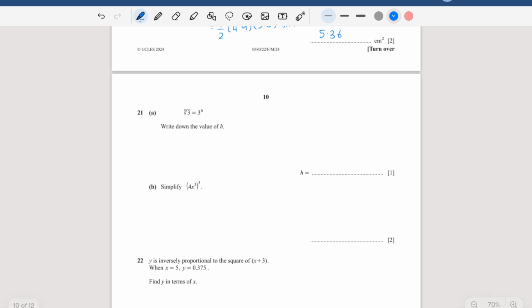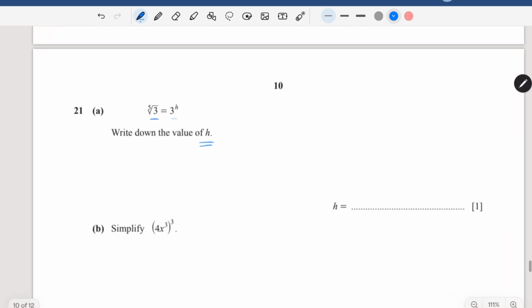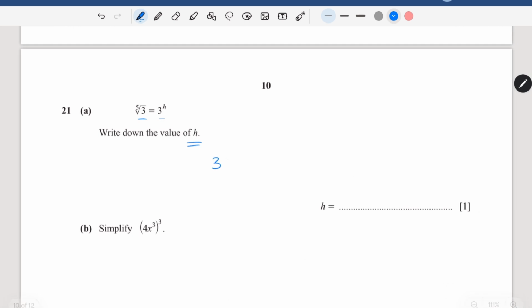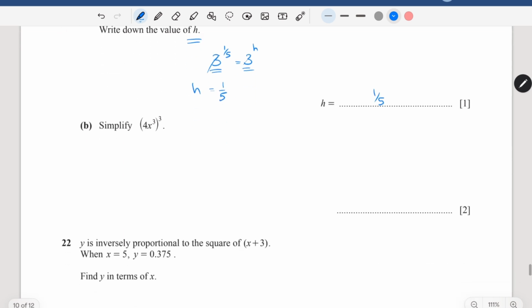Alright, question 21. Write down the value of h. You can see that the bases are the same, so if the bases are the same, you can make the powers equal to each other. This one is actually the root of 5, so the root of 5 equals 5 to the power of 1 over 5. Then 3 to the power of h. Because the bases are the same, you can cross them out, and 1 over 5 equals h. Your answer is 1 over 5.